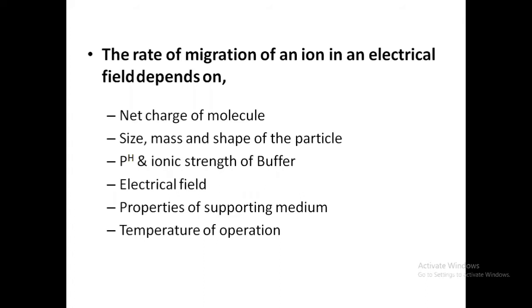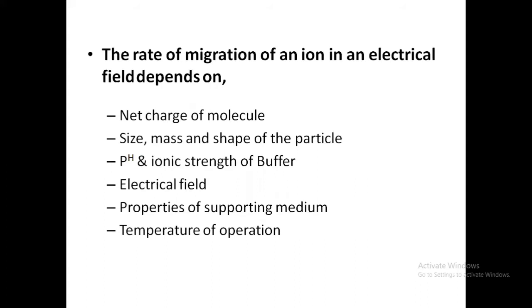Then properties of the supporting medium. Remember, in electrophoresis, we can take paper and gel as supporting medium. The paper or gel that you are taking, we have to moisten with a buffer. Then upon the paper or gel, you apply your sample. Though it is already moistened with the buffer, your sample is going to migrate through your paper or gel, so finally you can achieve the separation. Here paper and gel are considered as supporting medium. We will see in the next class what paper electrophoresis and gel electrophoresis mean in detail.